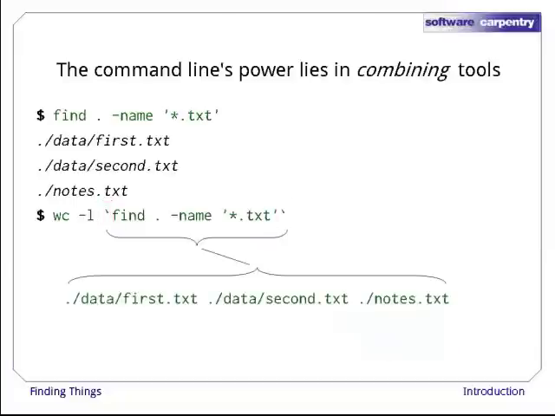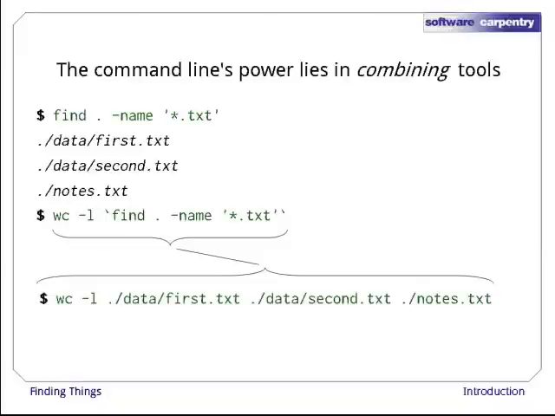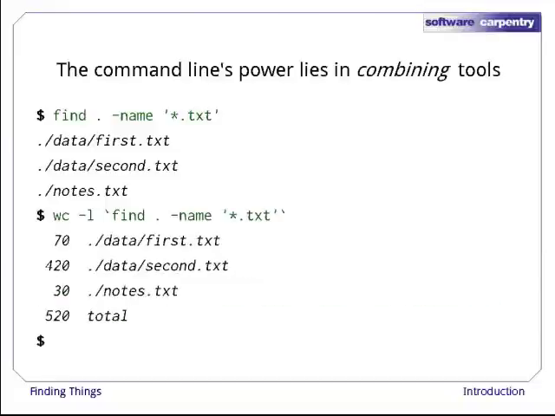So, when the shell executes this line, the first thing it does is run the command that's inside the back quotes. Its output is the 3 file names data/first.txt, data/second.txt, and notes.txt. The shell then replaces the back quotes with that output to construct the command wc -l data/first.txt data/second.txt notes.txt. And as you can see, that does what we originally wanted.